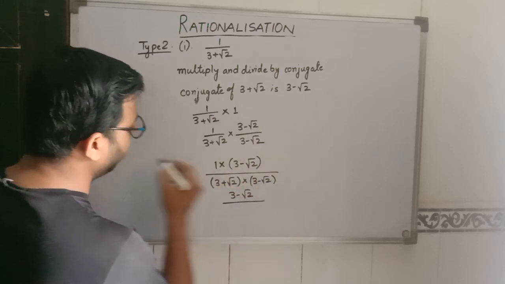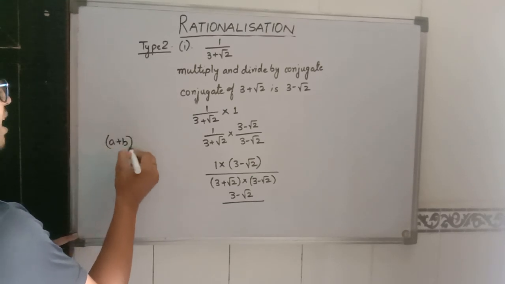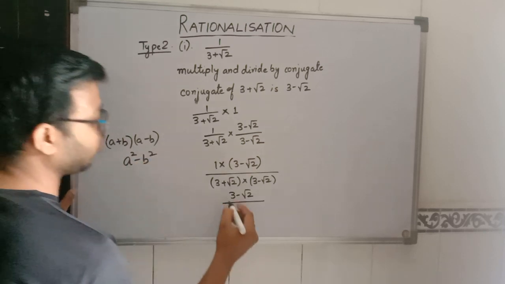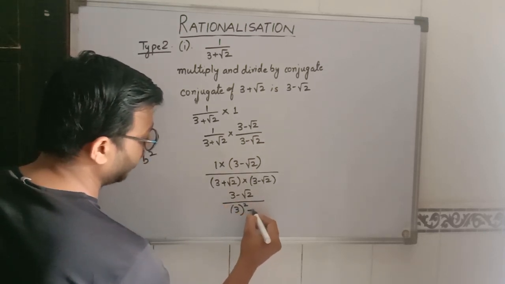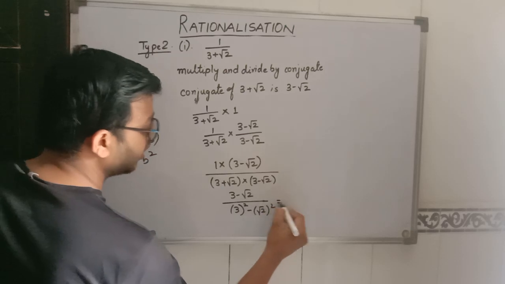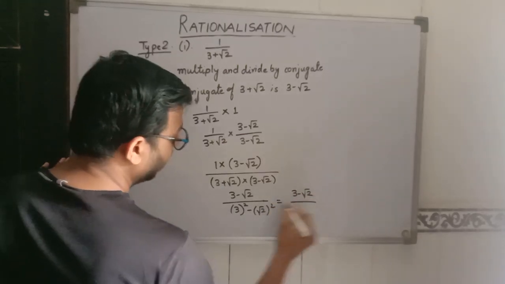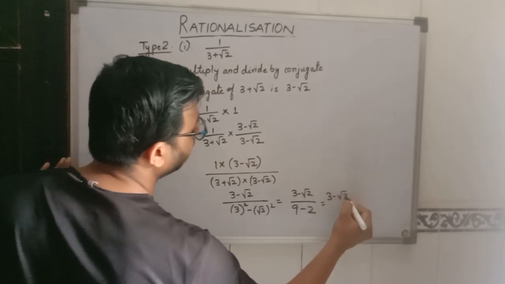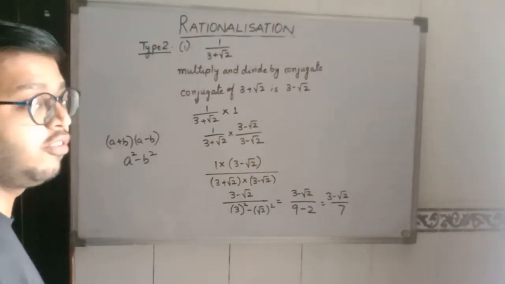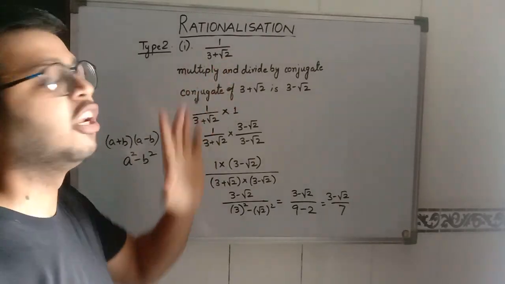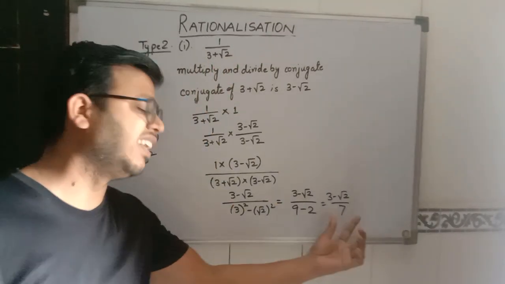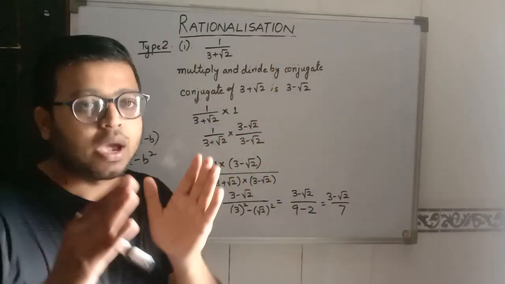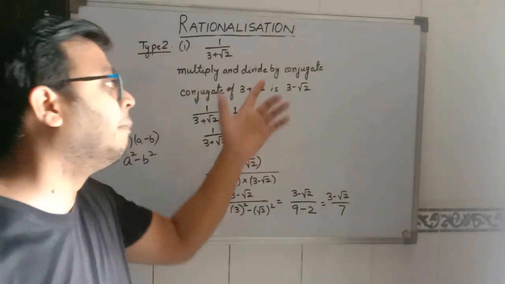Now a plus b, a minus b, what will be the identity? a plus b multiplied by a minus b, the result will be a square minus b square. So here the answer will be 3 square minus root 2 square. Now the numerator will remain the same, 3 square will be 9 and root 2 square will be 2 only. So 3 minus root 2 upon 7. So as you can see, we have removed the root sign from the denominator, and the final answer is this. So these are the type 2 questions in which you have to multiply and divide by the conjugate.